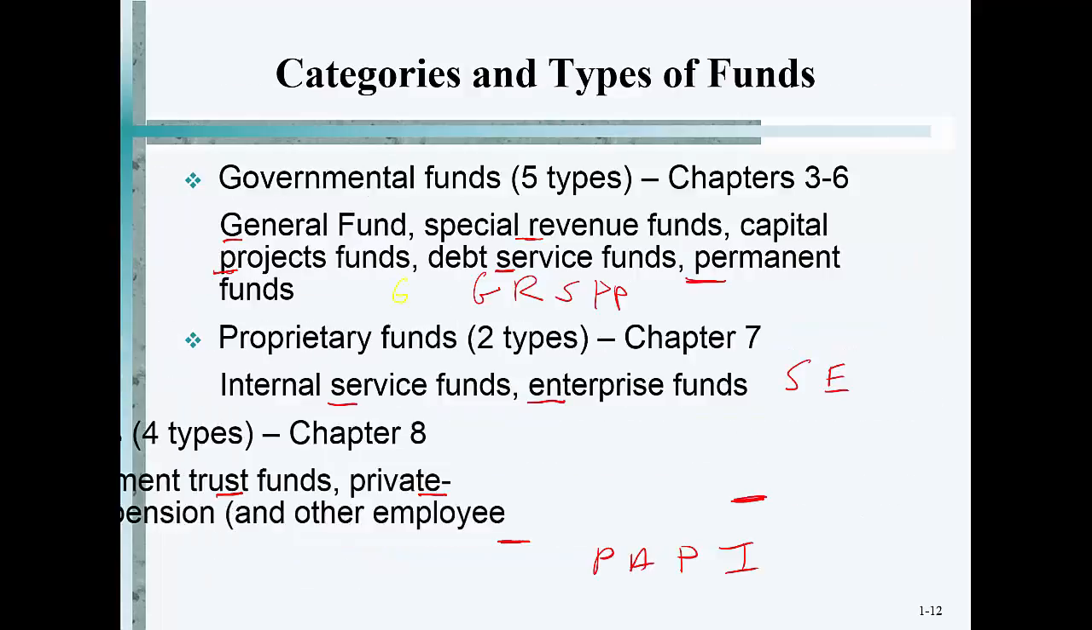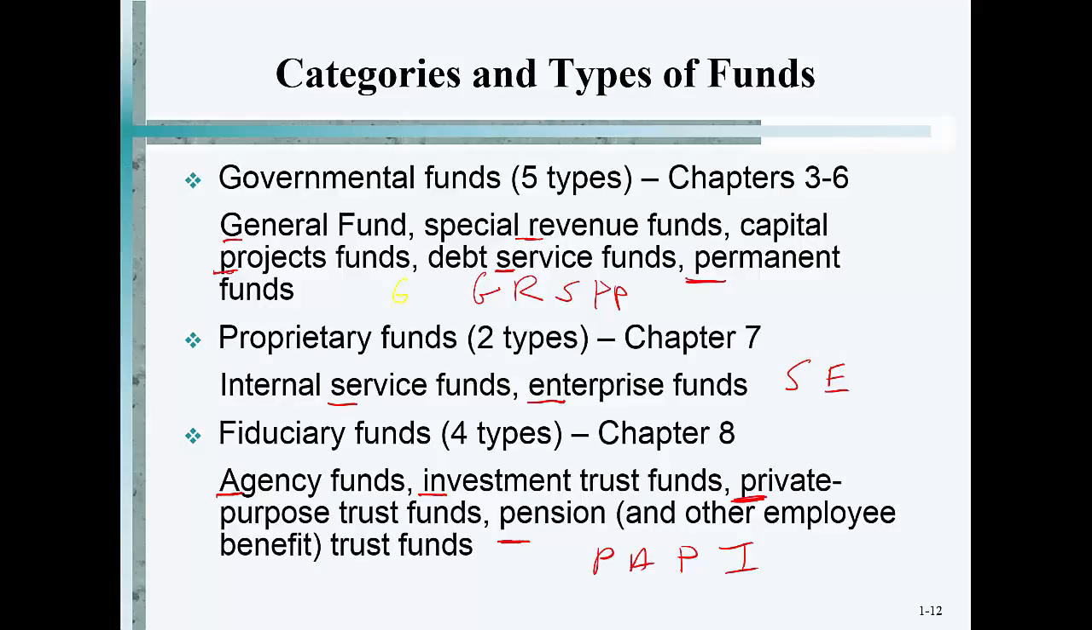Now you come over, and when we talk about our fund financial statements, we're going to see that there are 11 funds, and these 11 funds are going to fall into 3 categories. So we're going to have fund statements, 11 of them, and they're going to fall into what? Into 3 different categories.